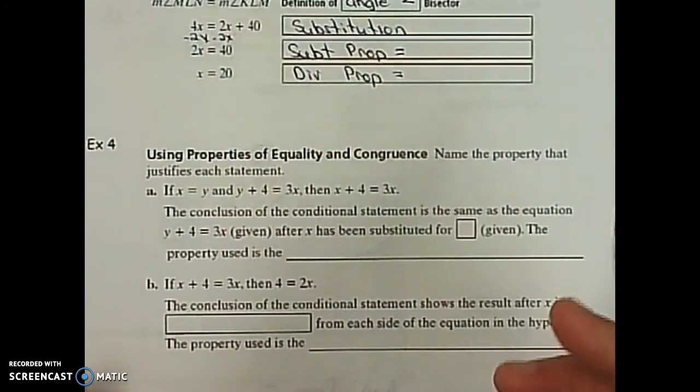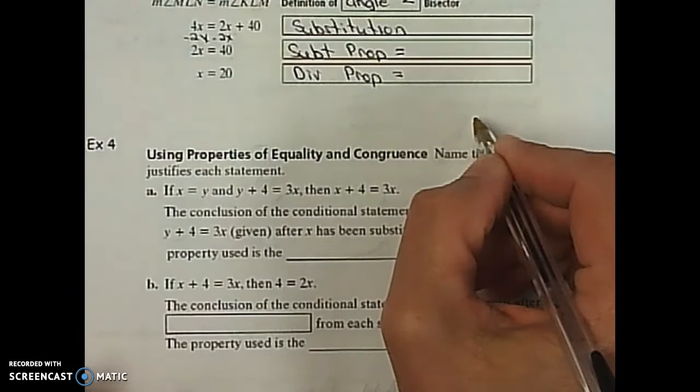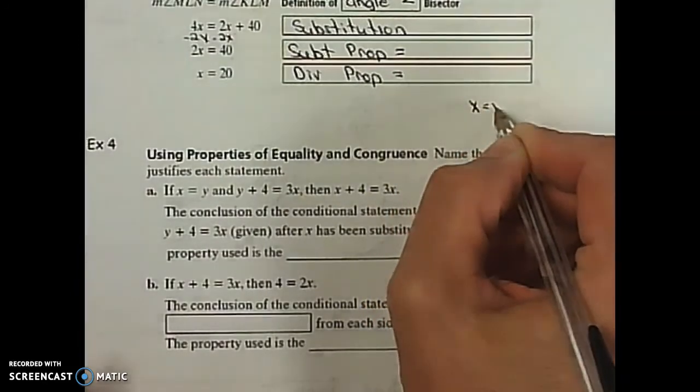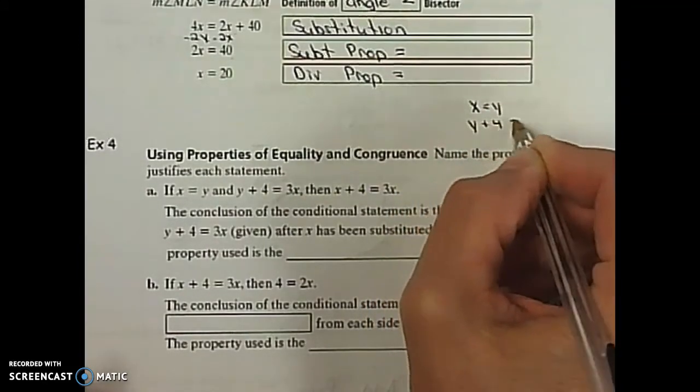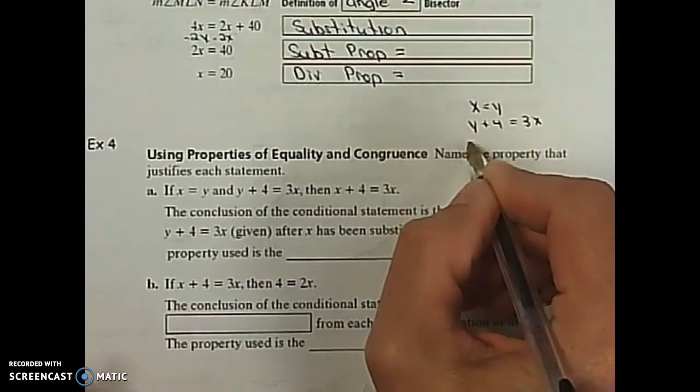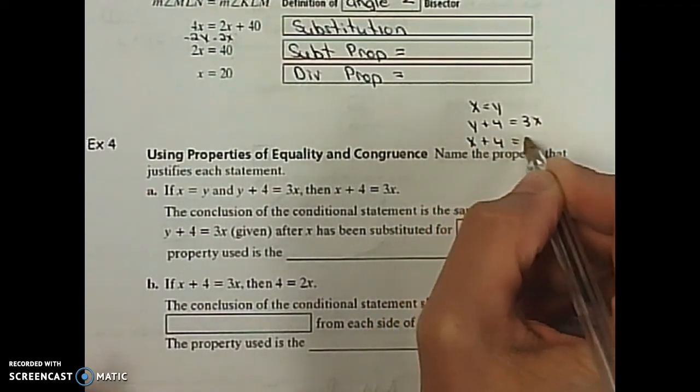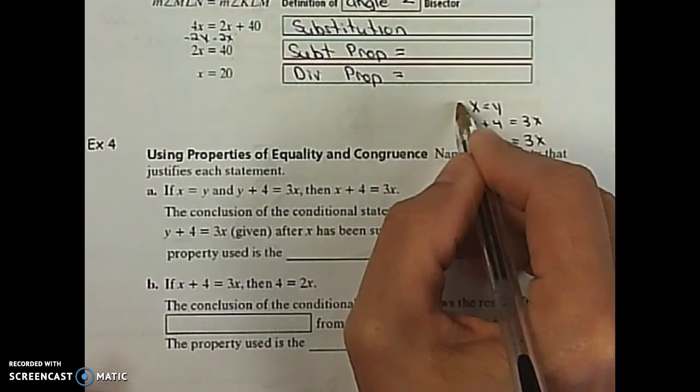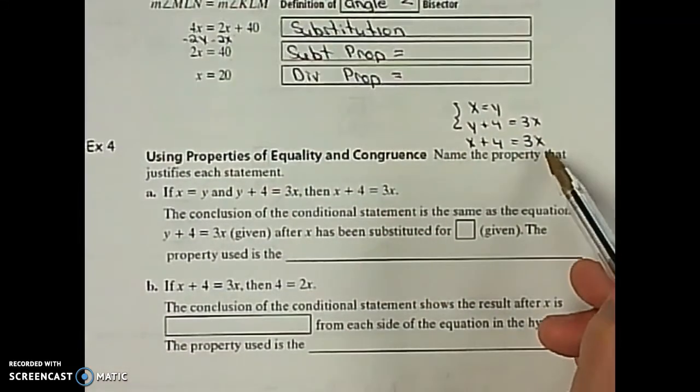And I'm going to write it vertically because I think sometimes that helps. So we start off with x is equal to y, and we have y plus 4 equals 3x. And then notice what we did. They have x plus 4 equals 3x. So we're trying to figure out how did they get from here to here.